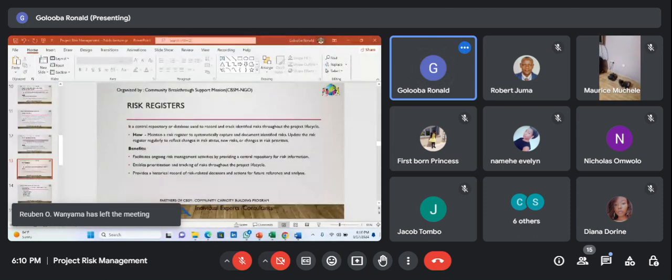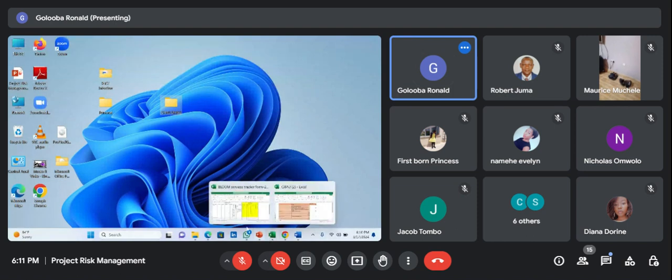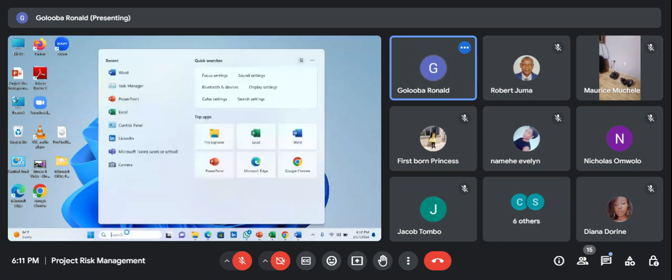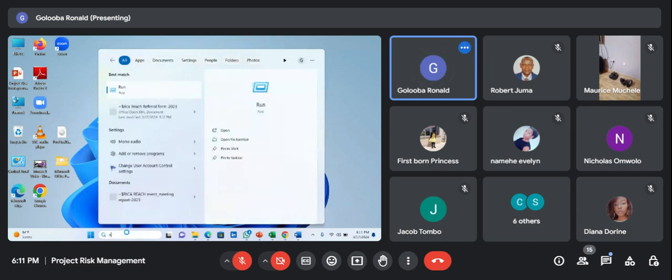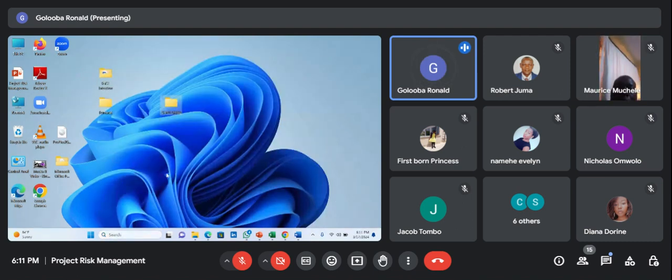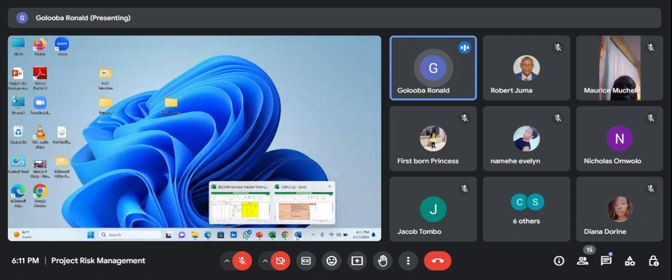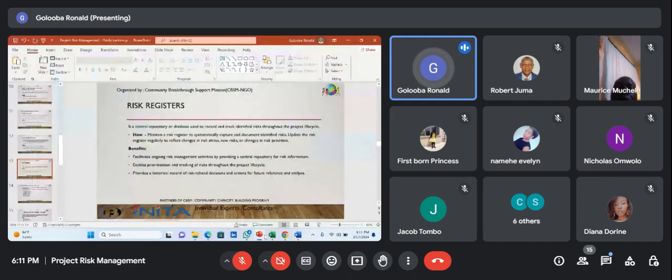Sorry about this. Let's look at this. I thought I'd saved it on the desktop, but unfortunately it's not here. But we can always get time, and I'll share that while I'm sharing the slides. I'll include that sample risk register.